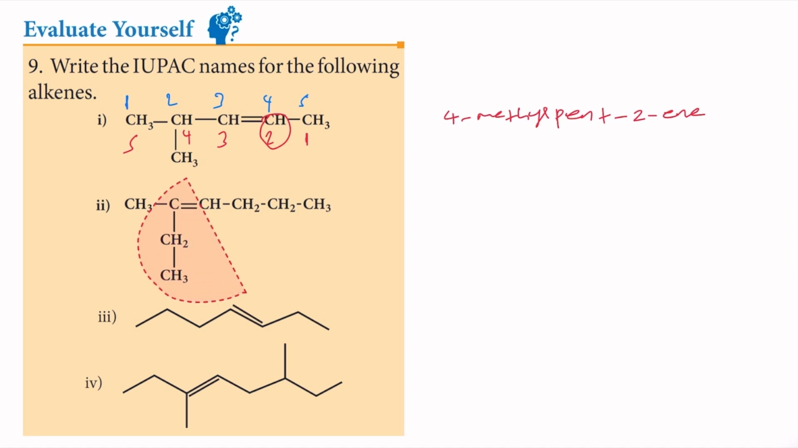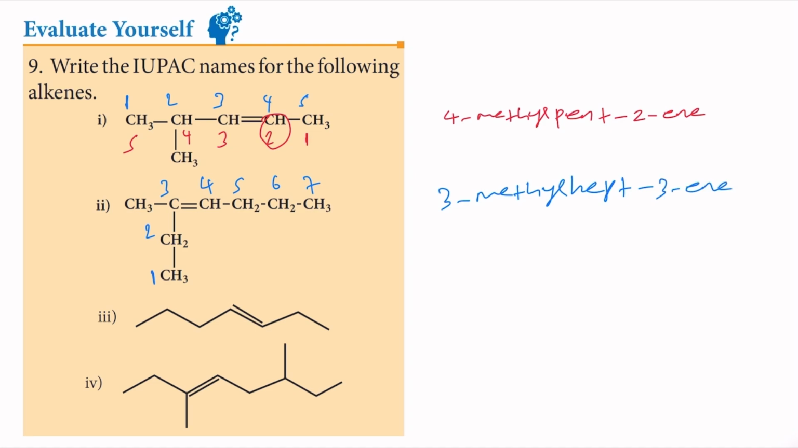For molecule 2, the parent chain is this one. We have to number starting from here, this methyl group, so that the alkene comes at the 3 position. Therefore, number it 1, 2, 3, 4, 5, 6, 7. Our long continuous carbon chain contains 7 carbon atoms, and there is a methyl group at position 3, and therefore the correct IUPAC name for this molecule is 3-methylhept-3-ene.